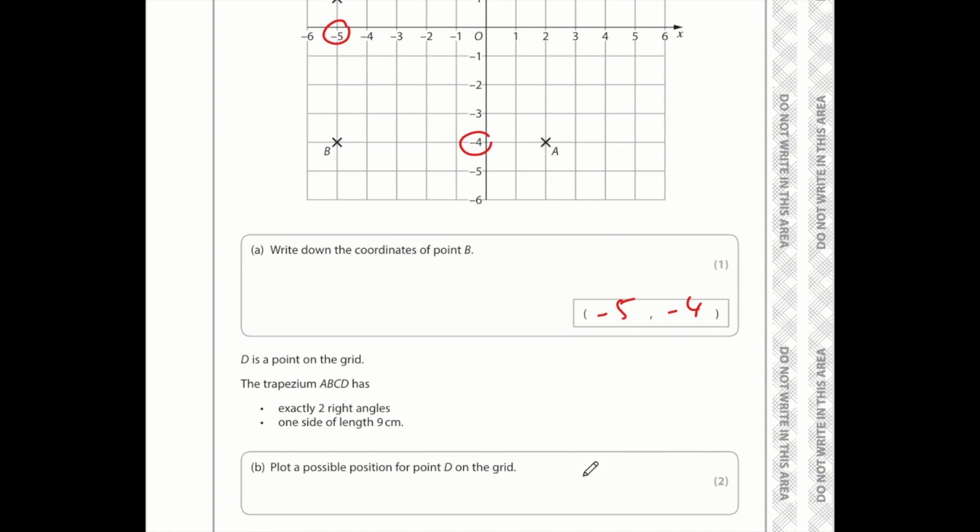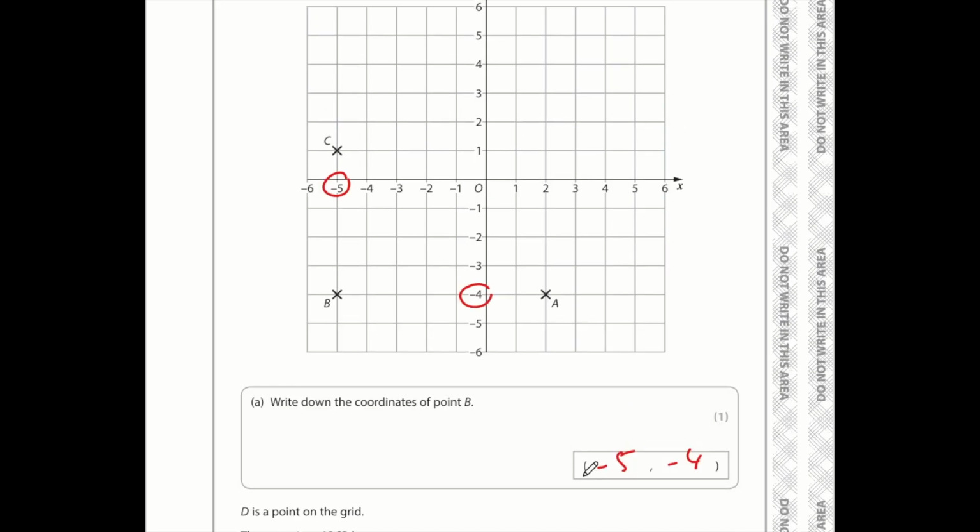Point D is a point on the grid so that we're creating a trapezium that's got 2 right angles and one side of length 9 centimeters. Okay, so 1, 2, 3, 4, 5, 6, 7. So this side is going to be 7. This is 1, 2, 3, 4, 5. Okay, right, so I'm thinking point D has got to be over here somewhere, then we can create a trapezium.